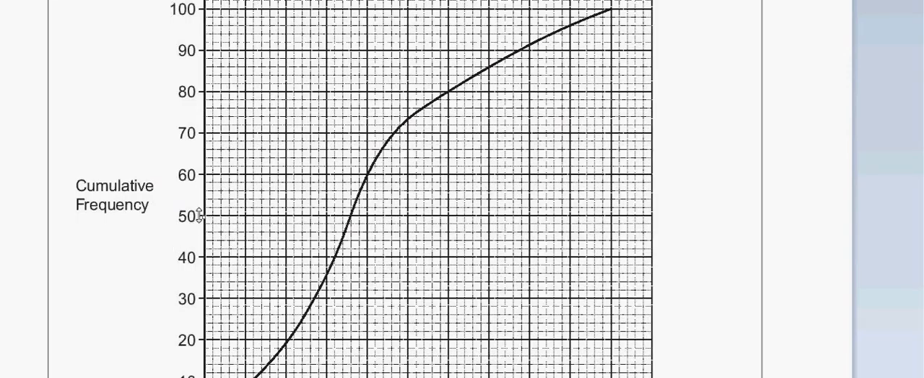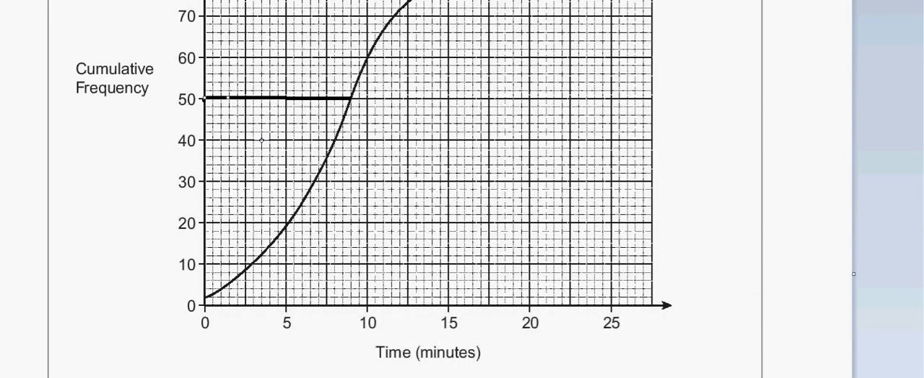Okay, so I go to where we have 50. Okay, and I just hit the line. There we go. And then I drop that line down so that I can get a reading. Okay, so this will be my median.